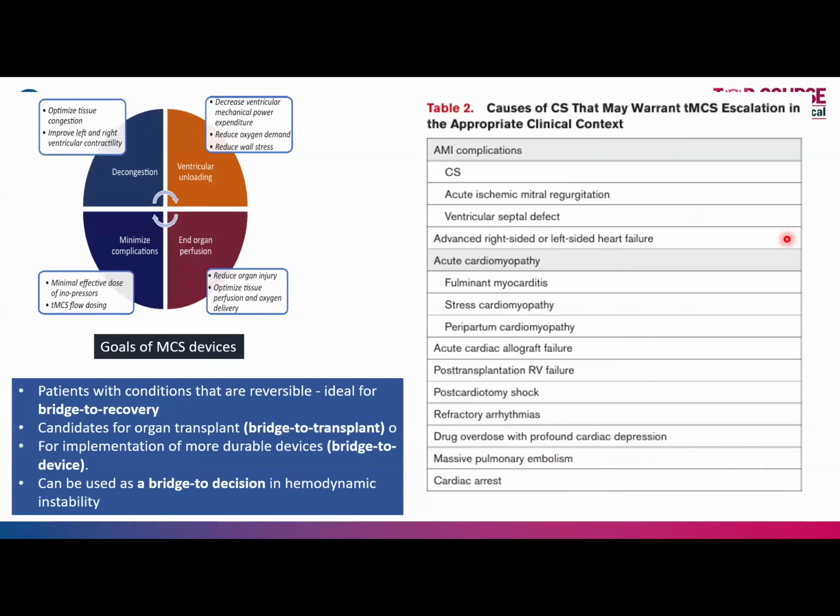So why are we reading about cardiogenic shock? Because MCS is one of the things that is used in cardiogenic shock as a bridge to recovery, bridge to transplant, bridge to device, and bridge to decision making. And the goals for these devices should be to optimize the tissue congestion and improve the left and right ventricular failure, that is, decongest the patient.